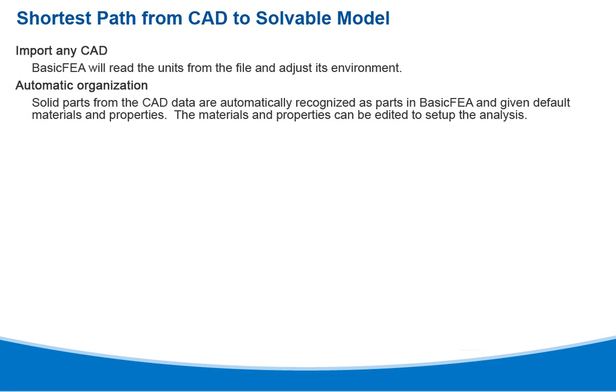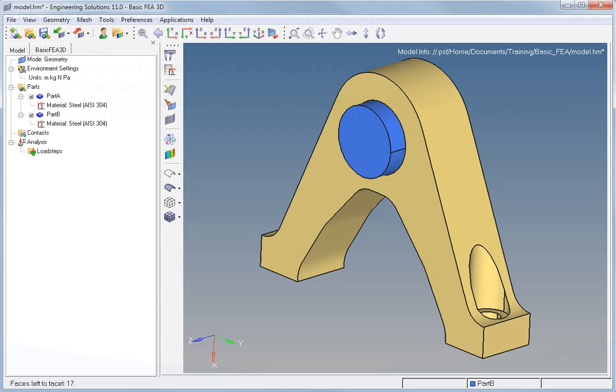The BasicFEA profile takes solid parts from the CAD data, automatically organizes them, and sets default materials and properties. The materials and properties can then be edited to set up the analysis. Once the file is opened, the units are read in off the geometry. The model is organized based on the solid, and parts are created. A default material is also assigned to the parts created. Here is an example of a model that is organized into two parts. Notice that each part has a material assigned.